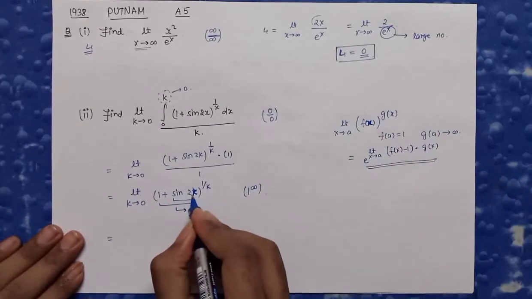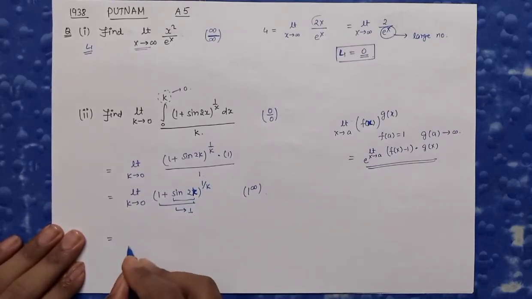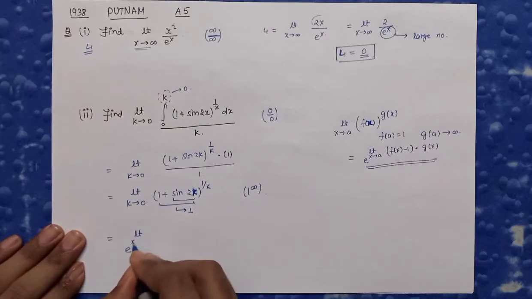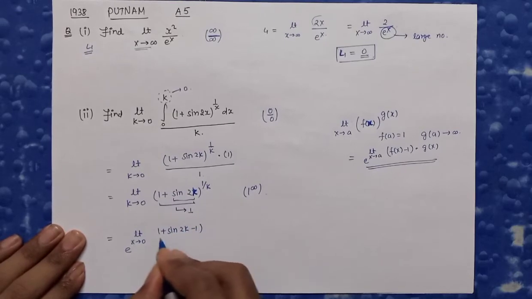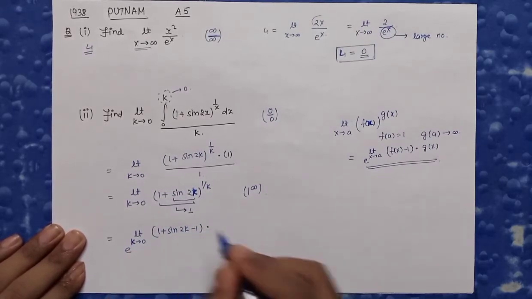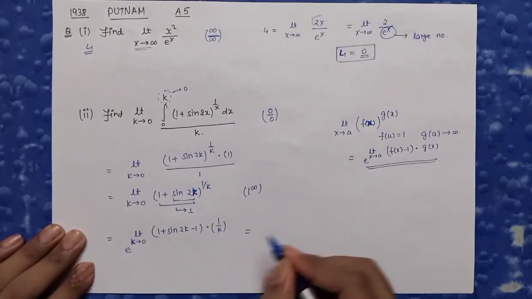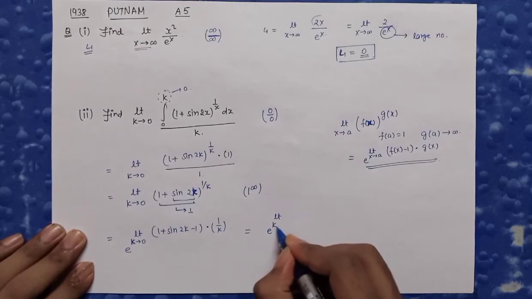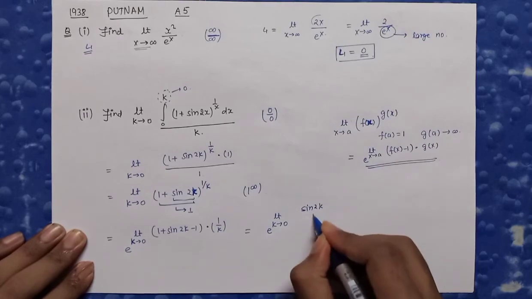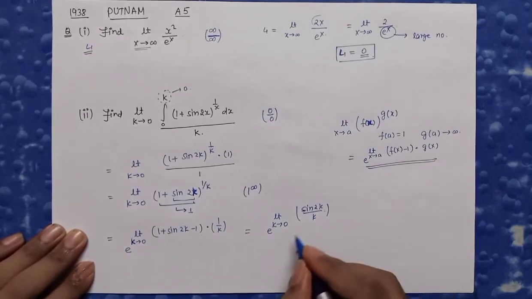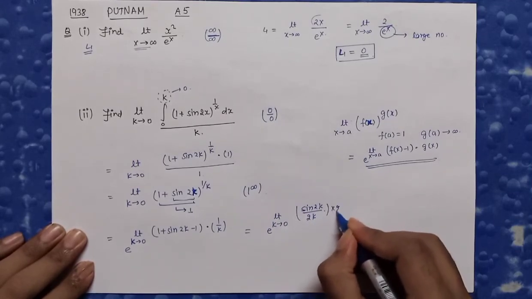So 1 plus sine 2k is f of k and 1 by k is g of k. Let's rewrite it: e raised to the power limit k tends to 0 of (1 plus sine 2k minus 1) multiplied by g of k, that is 1 by k. Now e raised to the power limit k tends to 0, and here the 1 cancels out, giving sine 2k by k. Now let's multiply 2 in the denominator and in the numerator.